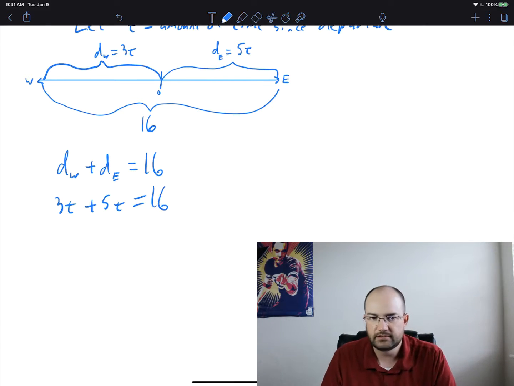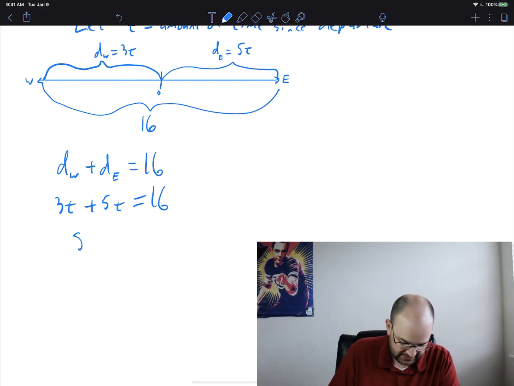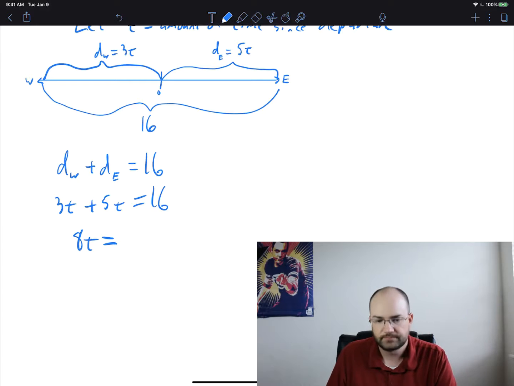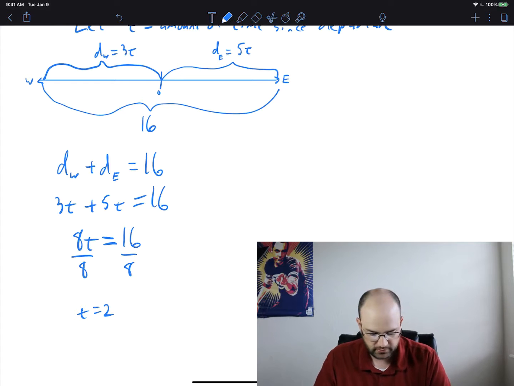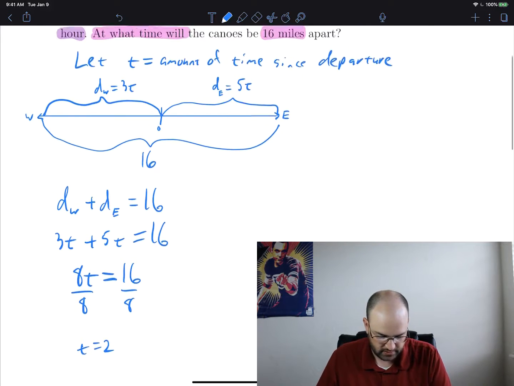And this is actually pretty easy. 3t plus 5t, just add the coefficients. 3 plus 5 is 8, and keep the t there, equals 16. Divide by 8, so t equals 2. So that means that this occurs after 2 hours.